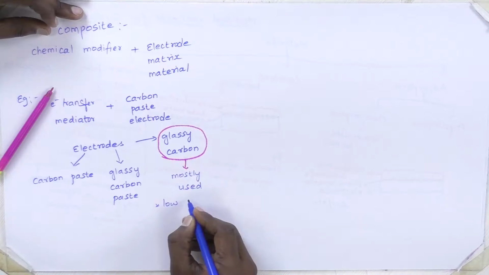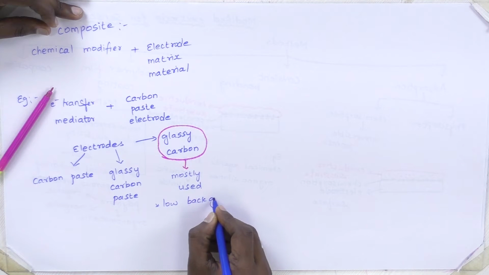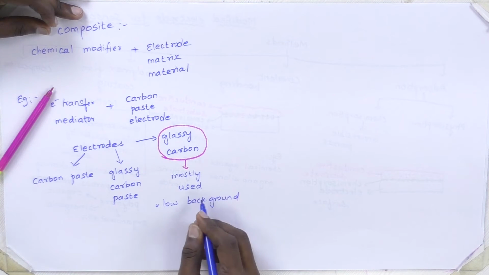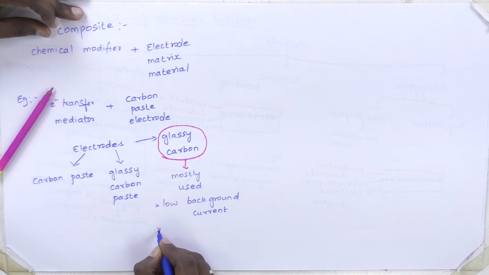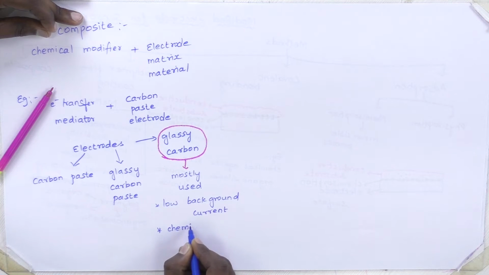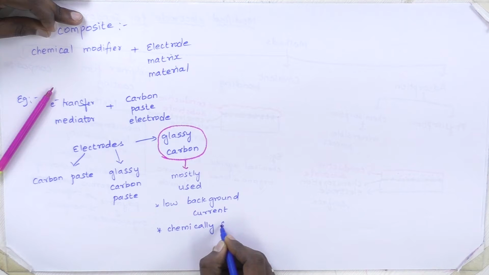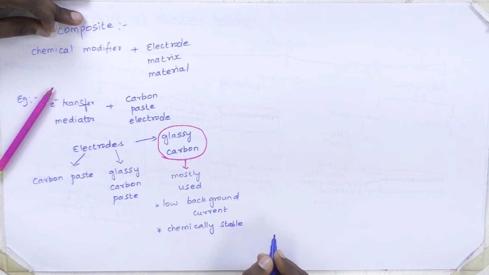Why? Because the glassy carbon electrode has low background current and is chemically stable. And mostly we prefer carbon based electrodes because of their low cost, biocompatibility, and good electron transfer kinetics.